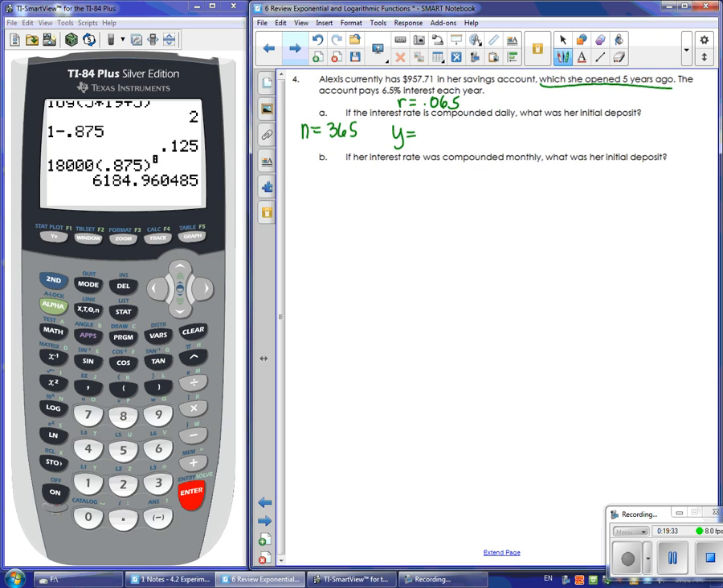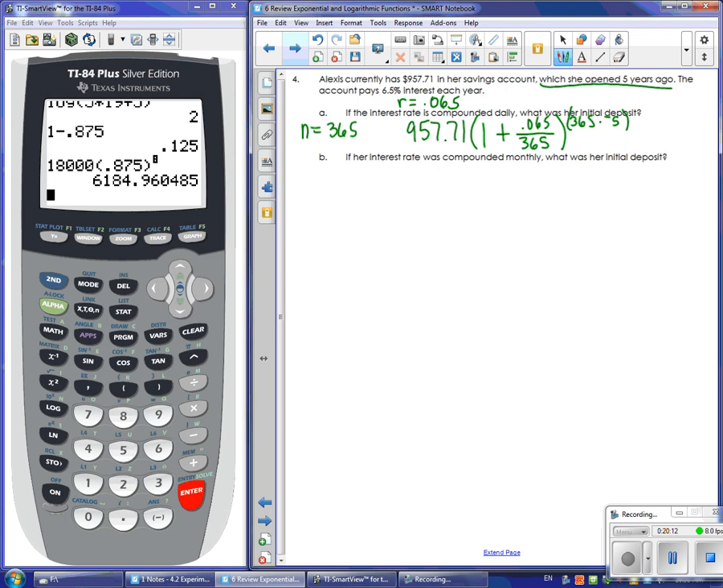So if I want to figure out her original balance, there's a couple ways that you can do this. I think it's actually easier to look at this as back in time. If she currently has $957.71, if I look at the compounding formula, it's going to be 1 plus my 0.065 over the number of times that we've compounded, which is 365. And then my exponent is going to be 365 times the number of years that the money has been in the account. Since I want to go back to what it was 5 years ago, I can actually multiply by -5. And I can go back in time to see what her initial deposit was.